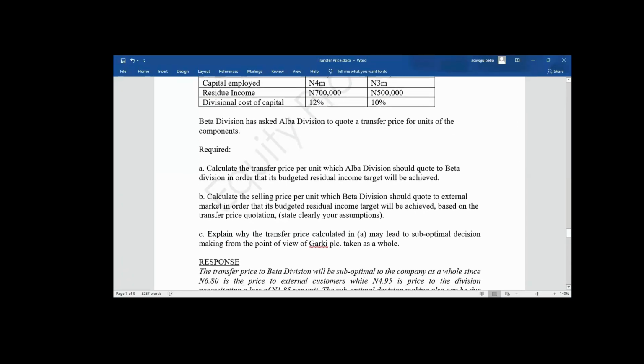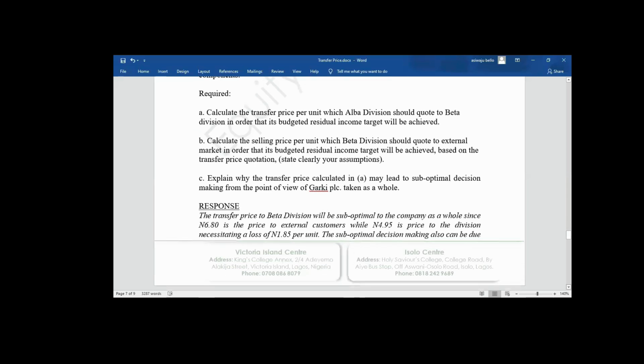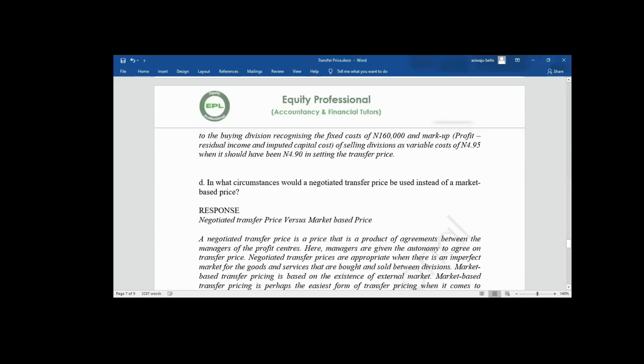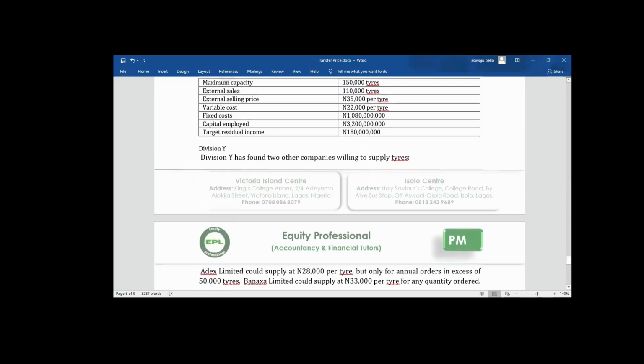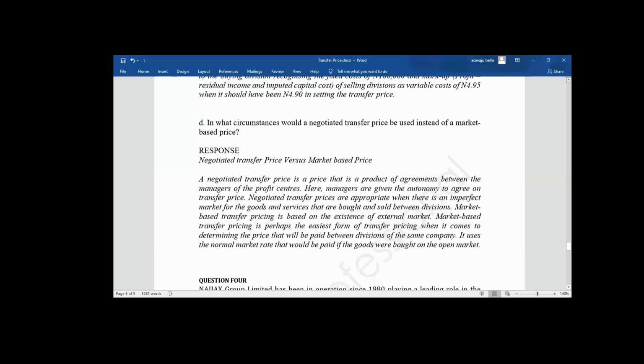If you look at C, explain why the transfer price calculated in A may lead to suboptimal decision making from the viewpoint of Garki PSC. Explanation is here. The transfer price to Beta division will be suboptimal to the company as a whole, since 6 naira 80 kobo is the price to external customer, while 4 naira 95 kobo is the price to division, necessitating a loss of 1 naira 85 kobo. What you are supposed to sell for 6 naira 80 kobo, you are selling for 4 naira 95 kobo internally. It's a loss to the company.